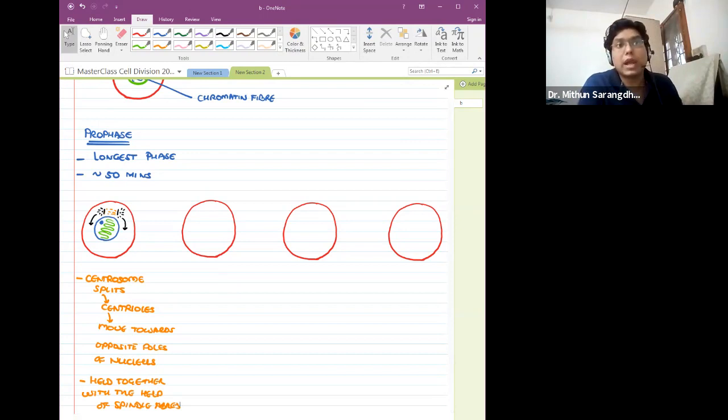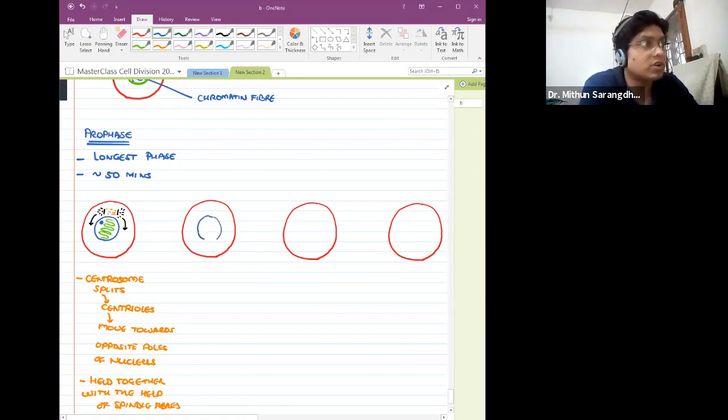Okay, but now what is the next step? The next step, guys, we are going to see that the chromatin fiber that was there, the green colored fiber that we have shown, is now going to start undergoing condensation. Okay, let's try to see what is going to happen. So guys, in the next step, now we are in prophase only. Okay guys, we have not changed. We are in prophase only.